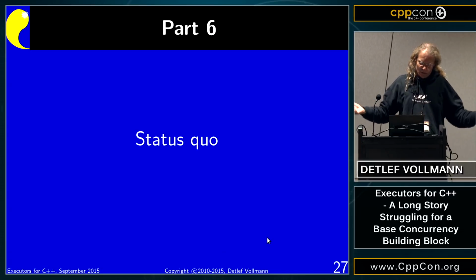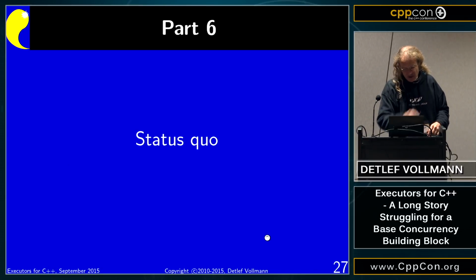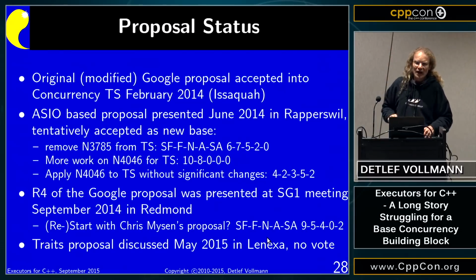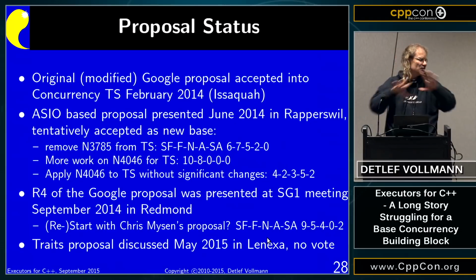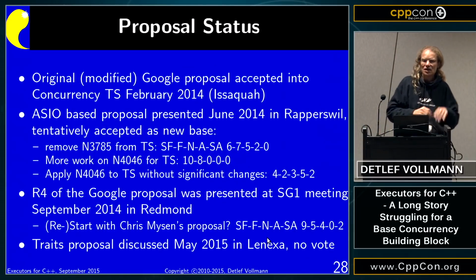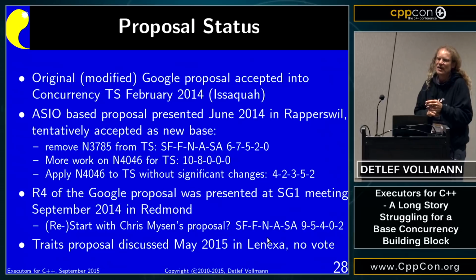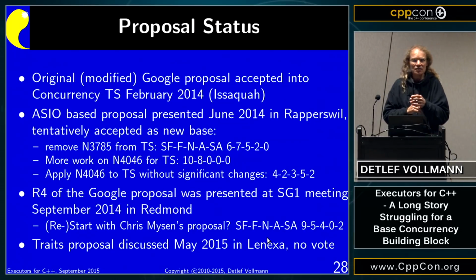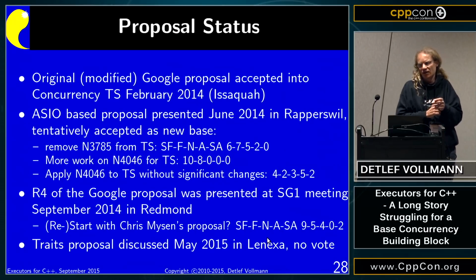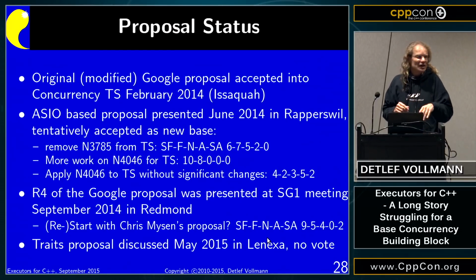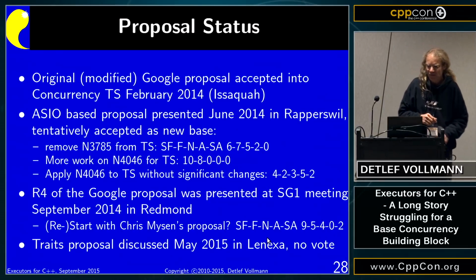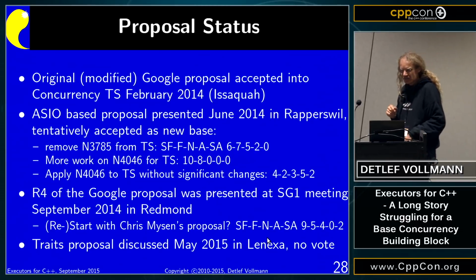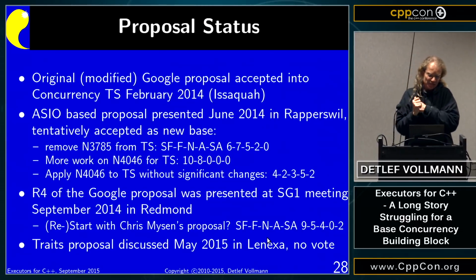So what's the status quo? What do we have right now? Well, the original Google proposal with several modifications was accepted by the concurrency study group into the concurrency TS February last year in Issaquah, just a few miles from here. Well, that was in February.